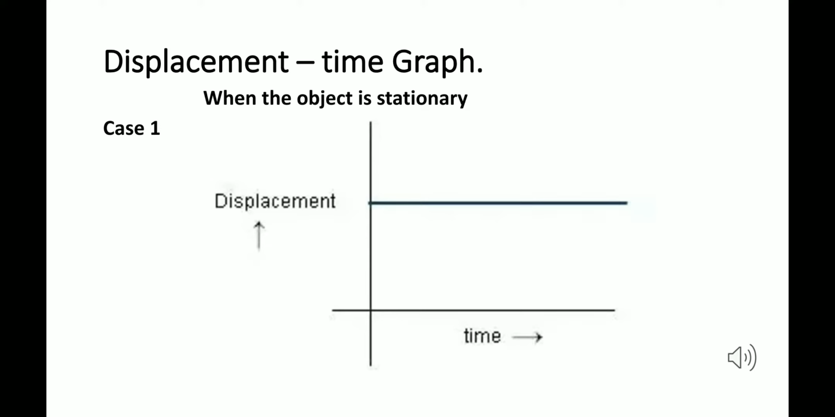parallel to y-axis is not possible. Why? Because we cannot have a body which is making displacement without any lapse of time. So this case is not possible. Therefore, we cannot have a graph with a line parallel to y-axis. So we move forward.